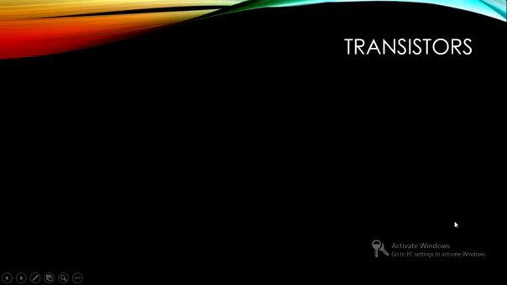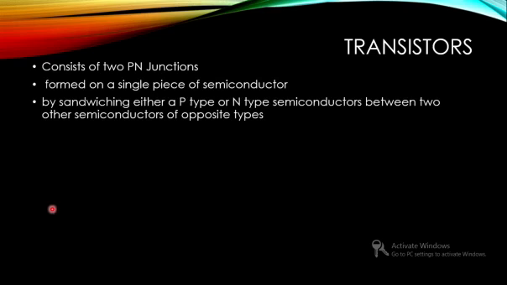Hello students, today we will discuss transistors. Transistors consist of two PN junctions which are formed back to back. If you check the construction, it is formed out of a single piece of semiconductor.